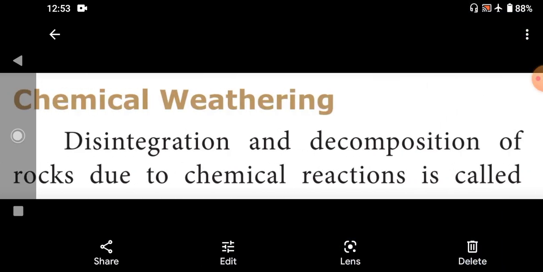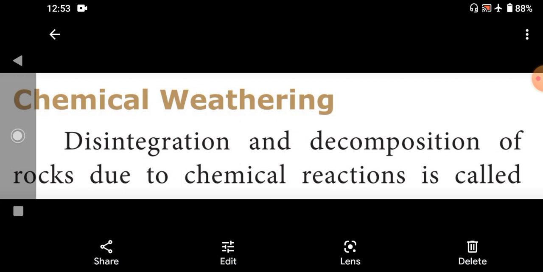Then the second type is chemical weathering. Weathering has two types. The first one is physical weathering. Now we learned physical weathering, is it? Physical weathering has three major types: exfoliation, block disintegration, and granular disintegration. Then the second major type of exogenetic process is chemical weathering.